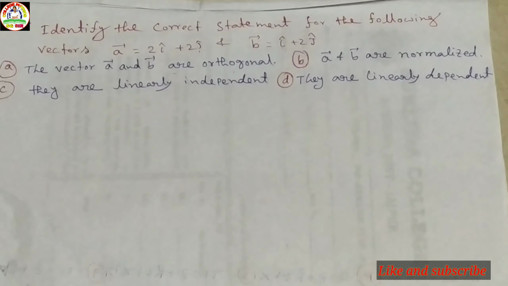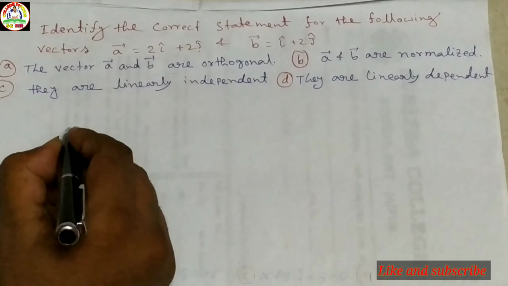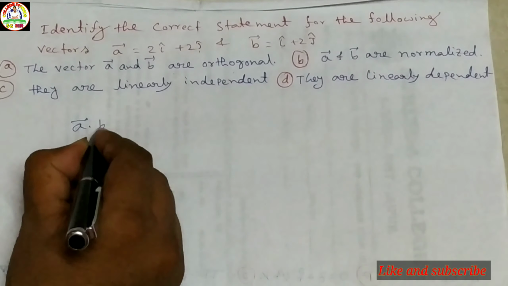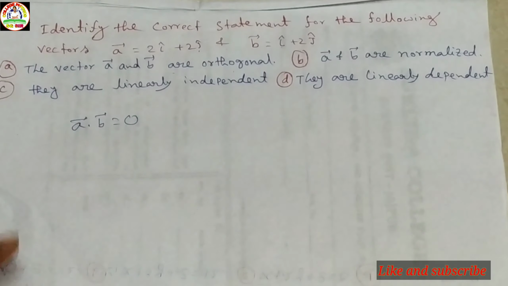So at first we check whether it is orthogonal or not. One thing you remember: if two vectors are orthogonal, then A dot B is equal to 0.